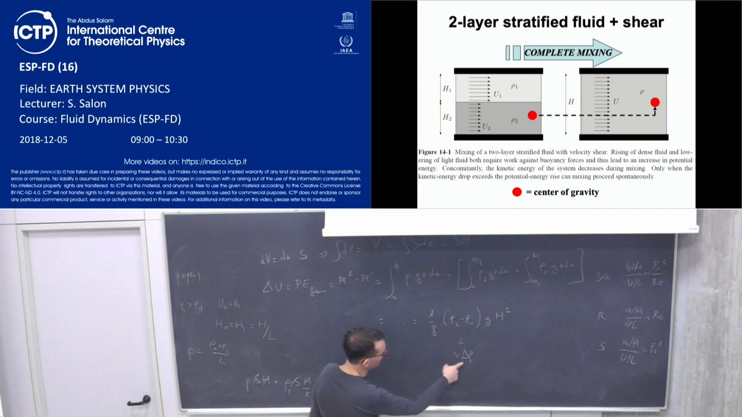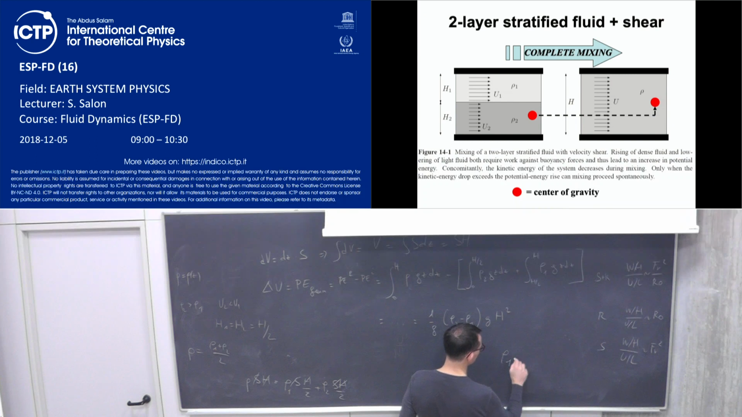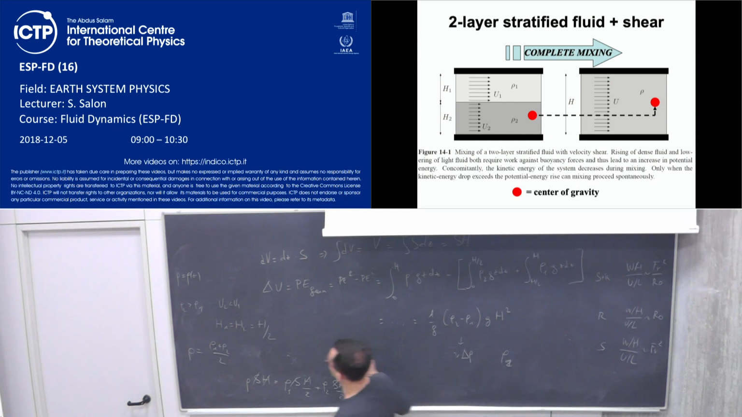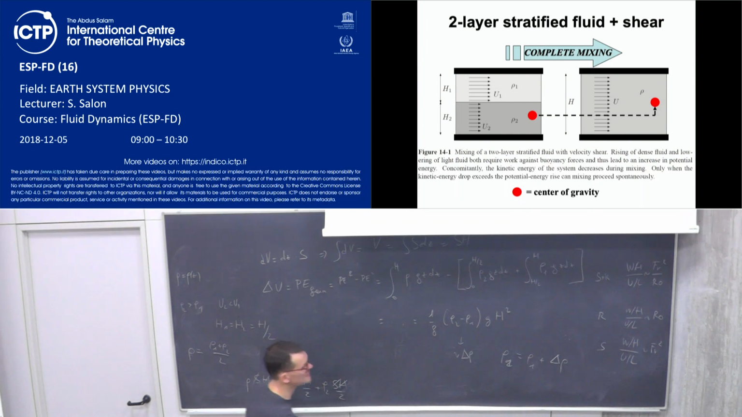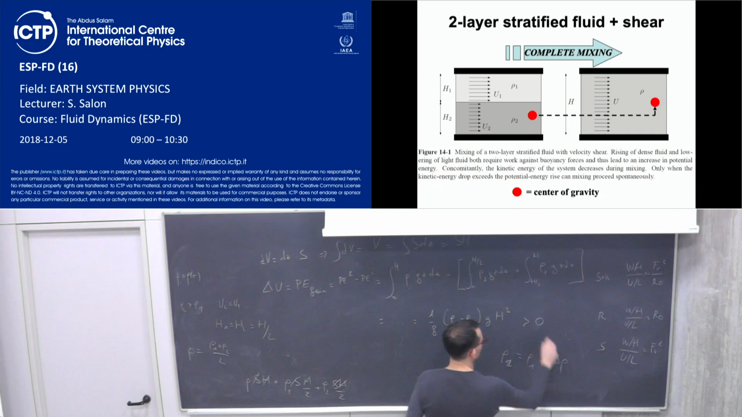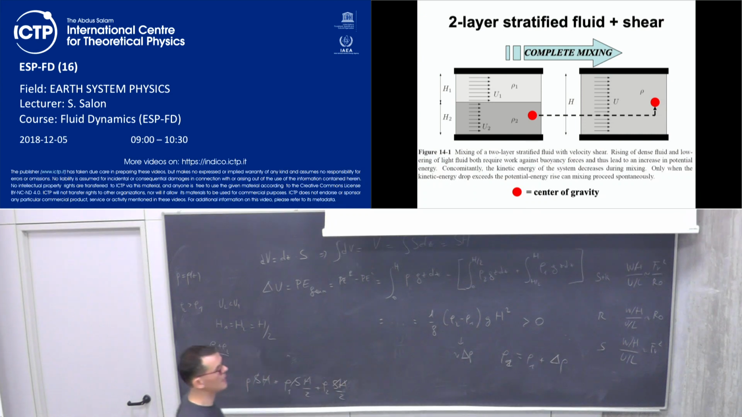And we cannot say that rho2 is order of rho1, because we must say that rho2, which for our hypothesis is larger, will be equal to rho1 plus a certain delta rho. Okay? So this is the density variation. And actually, since rho2 is larger than rho1, I have the potential energy gain, of course, is a gain, so it's positive.